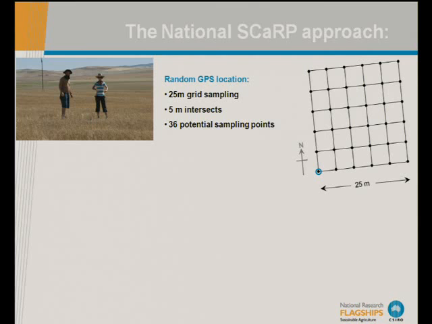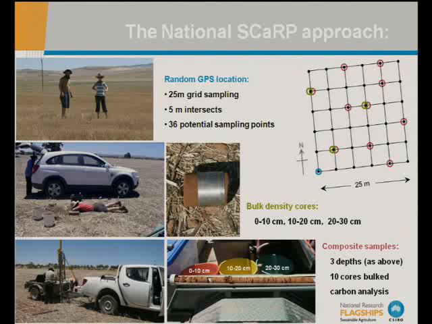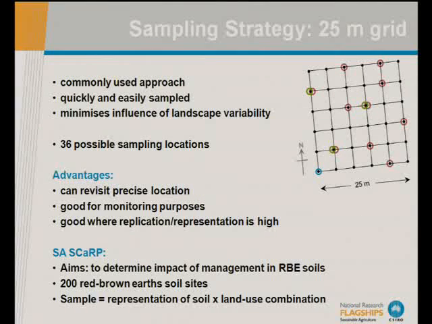So just to run through that, we've selected a random GPS location, which defines the bottom corner of the 25-metre grid sampling. We've got 5-metre intersects, so 36 possible sampling points across that grid. At 3 of those, we take a bulk density measurement at 3 depths, so 0 to 10, 10 to 20, 20 to 30. And we create a composite sample from a collection of 10 samples, which are bulked at the 3 different depths again. So that's the approach that's been taken within the National Carbon Project.